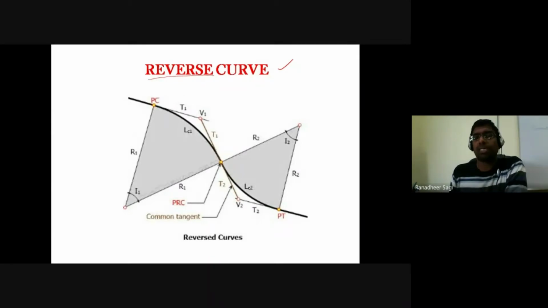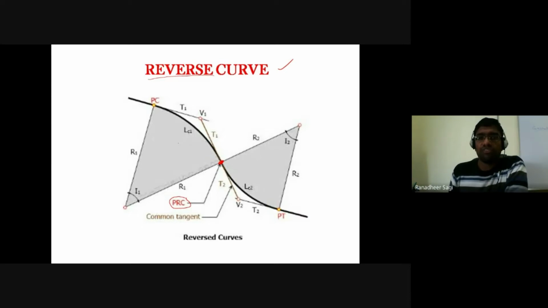The curvature of this reverse curve changes from one side to the other with respect to a particular point, where the nature of the curvature gets changed. That point is what we represent as PRC, the point of reverse curvature, or reverse curve. PRC refers to the point of reverse curve or reverse curvature.